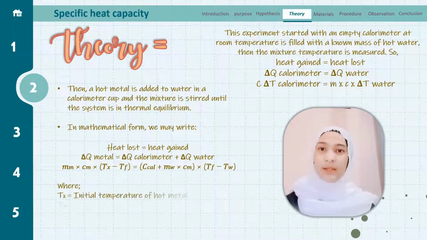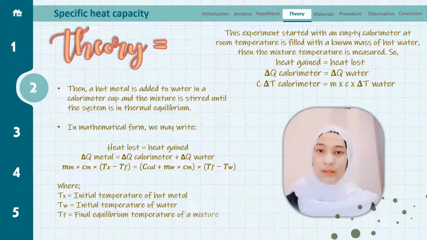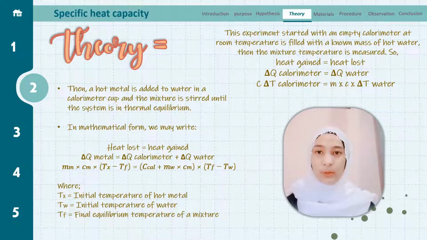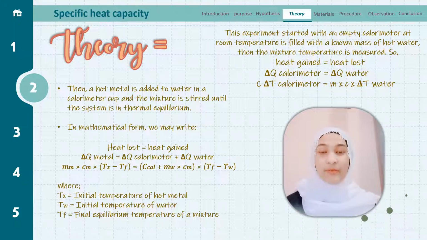In mathematical form, we may write heat loss equals heat gain, ΔQ metal equals ΔQ calorimeter plus ΔQ water. That is, m_m times c_m times (T_x minus T_f) equals (C_calorimeter plus m_w times c_w) times (T_f minus T_w), where T_x is the initial temperature of the hot metal, T_w is the initial temperature of the water, and T_f is the final equilibrium temperature of the mixture.